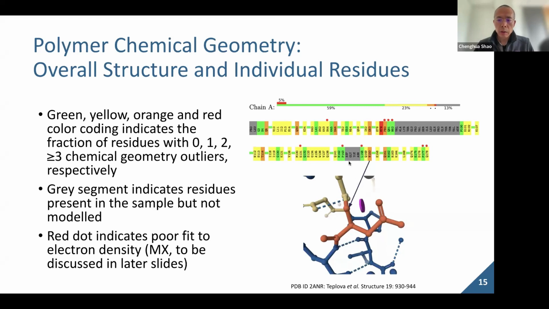The red dot above some residues indicates poor fit into the electron density, which I will talk about in later slides. Here is an example of asparagine 150. It has two outliers, which is why it's marked as orange. It has a rotamer outlier and atomic clashes between two of its atoms, as displayed in this purple disk.